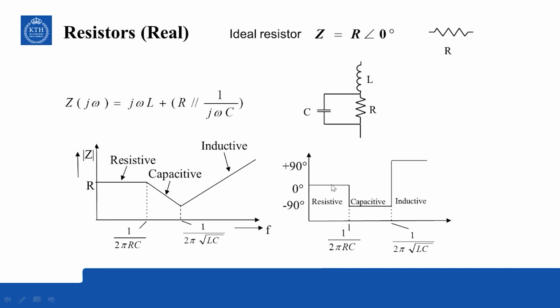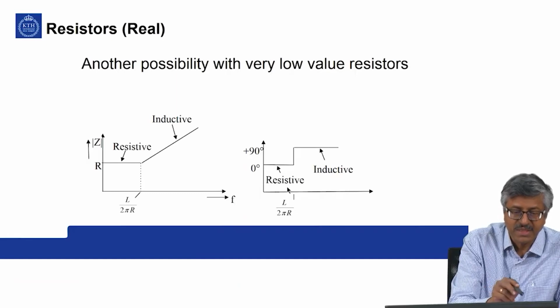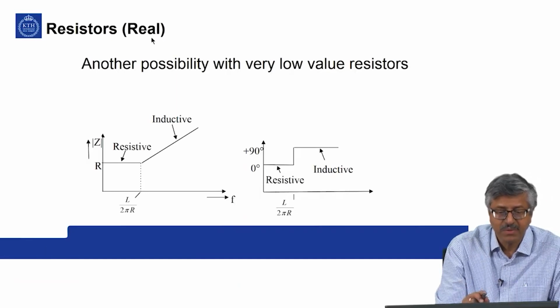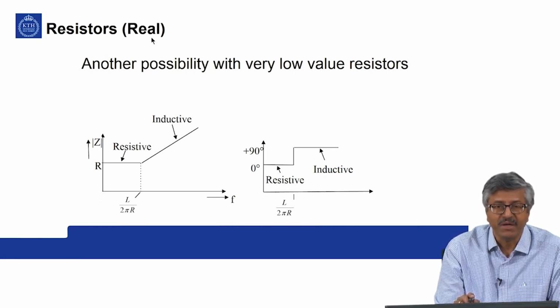We will see in the next slide another case where you don't have this capacitive phase, in which the resistance goes directly from resistive to inductive phase. This happens mainly with low value resistors. That we will see in the next slide. Real value of resistors. Let us consider another possibility with very low value resistors.